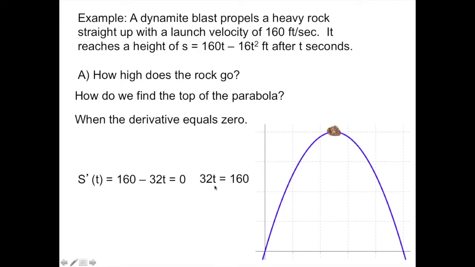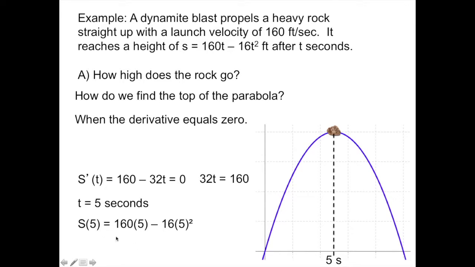So when you solve that, bringing the 160 to the other side and dividing by 32, the rock is at its highest point 5 seconds into the trip. And we know parabolas are symmetrical. So we probably know that if the rock is at its highest after 5 seconds, then it's going to hit the ground again how many seconds later? So kind of think about that as we go through this example. How high is the rock in the air? So answering the question now, after 5 seconds, we want to know the rock's position.